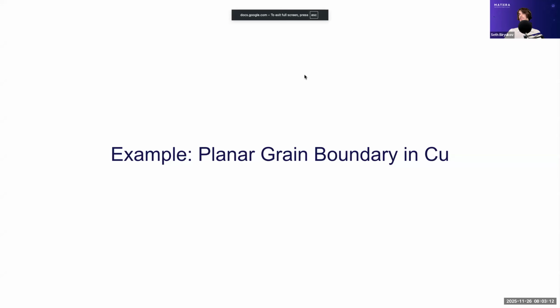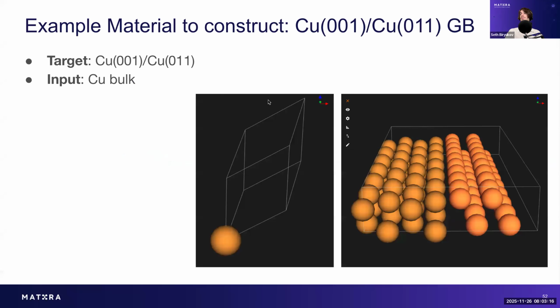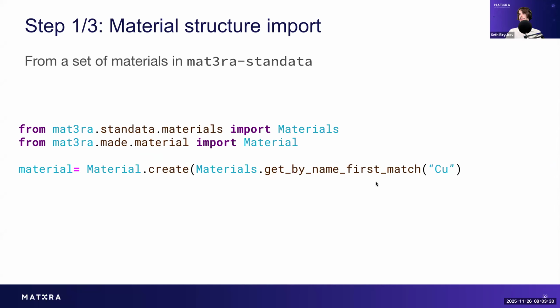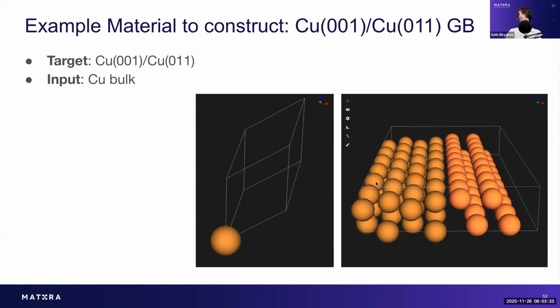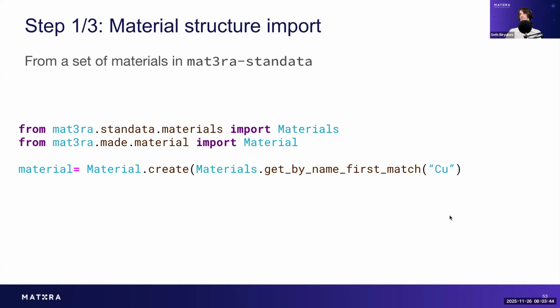Next example is the planar grain boundary in copper. So we start with the copper bulk material, and we want to create a grain boundary of 001 and 011 copper. We're using the same ZSL interface analyzer to create the structure, so it's basically a creation of interface between the two materials.